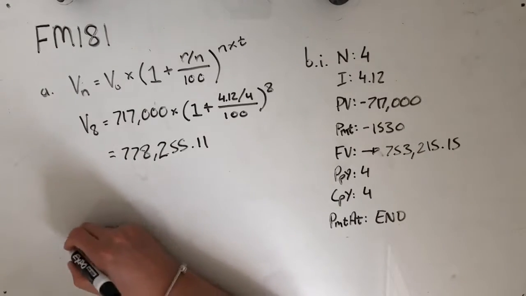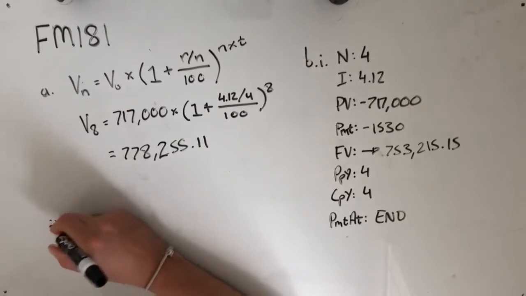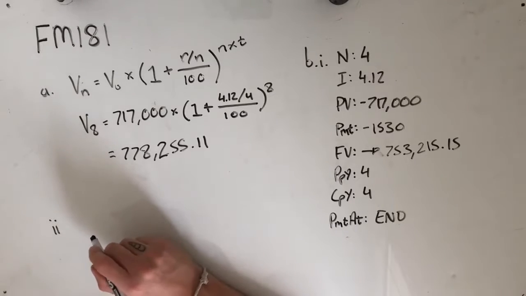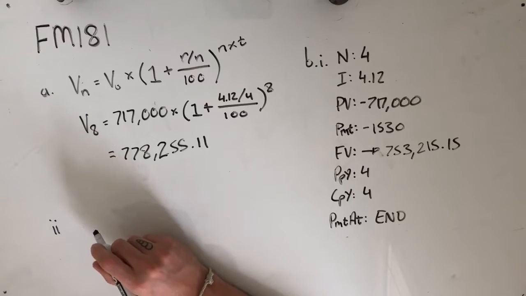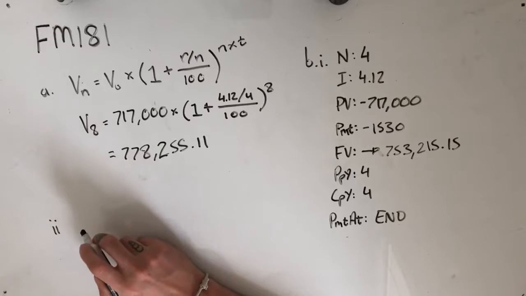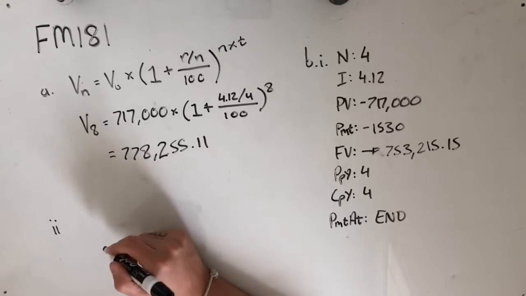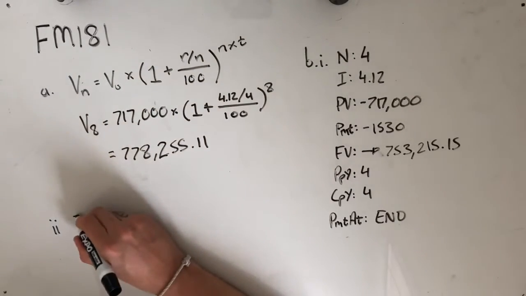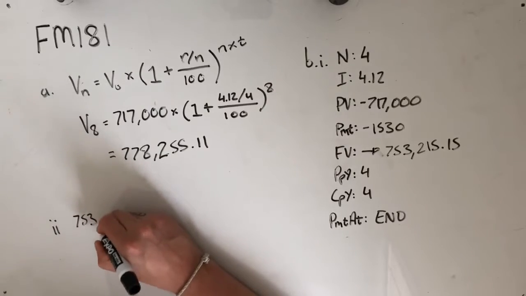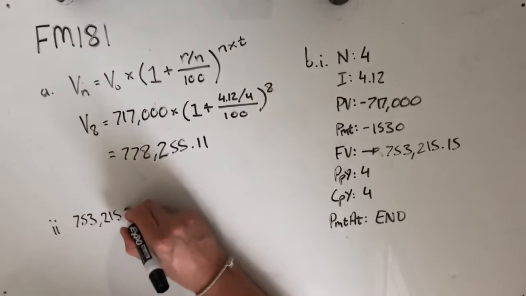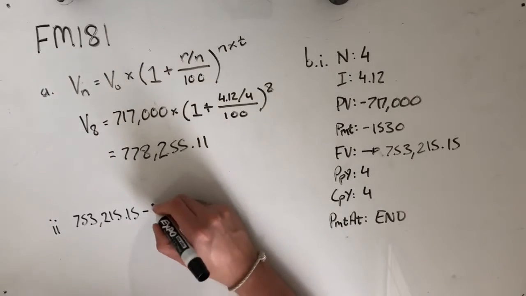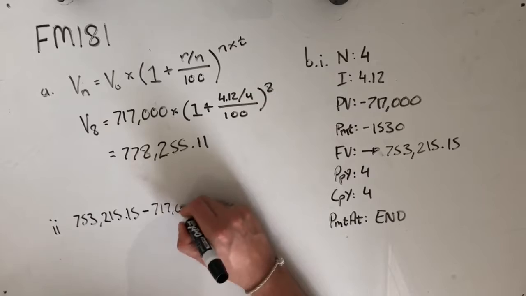Excellent. Now, part BII. I know I'm sort of skipping around the board here a little bit. Part BII says, assume Vincent follows the investment that is described in part I. Determine the total interest he would earn over the year. Write your answer in dollars, correct to the nearest cent. So the total value of his account after 1 year is $753,215.15. From this, we have to minus his initial investment, $717,000.